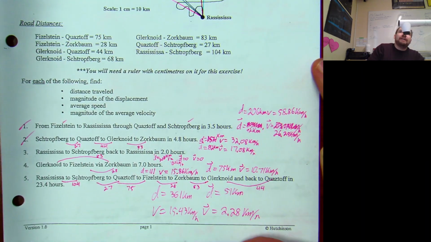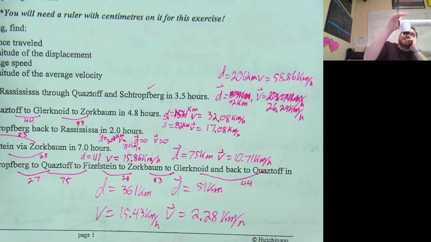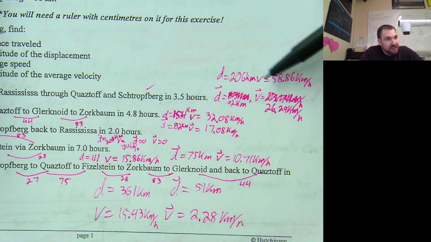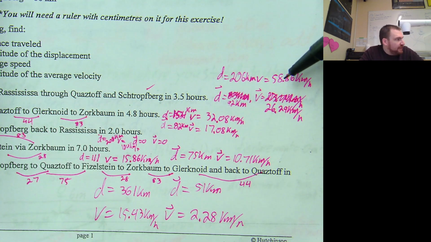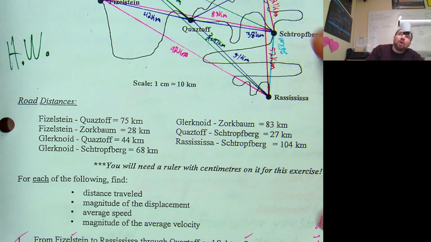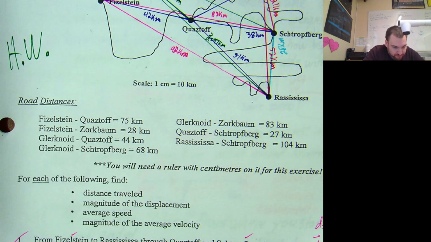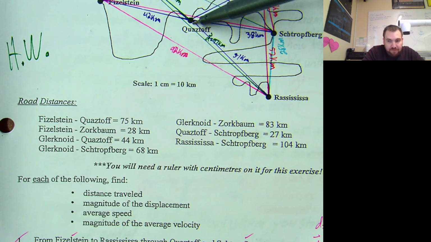So I know this is small and a little bit messy, but these are my answers here. For the d and v, distance and speed, we should all get the exact same values because they give us the distances along the path, and distance takes into account the path that you took. So if you went from Fizzlestein to Quatsov, that is 75 kilometers. That is the length of the road from Fizzlestein to Quatsov. Because if you're following that distance, you're not flying there, you're following the road.